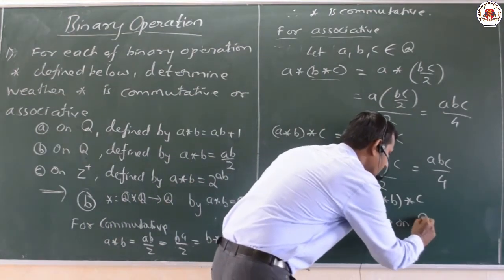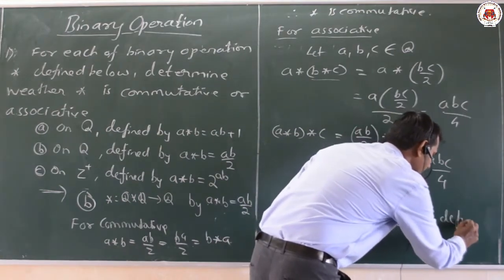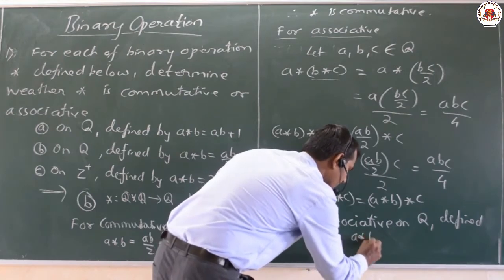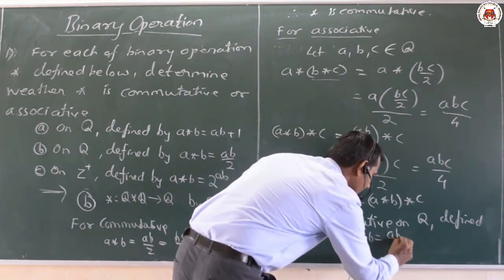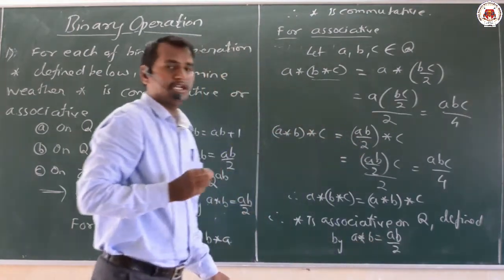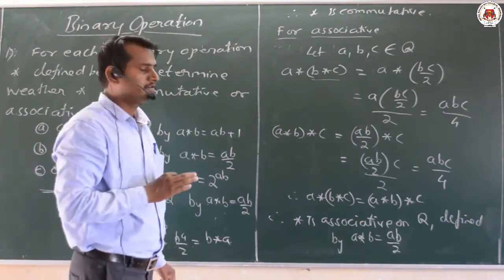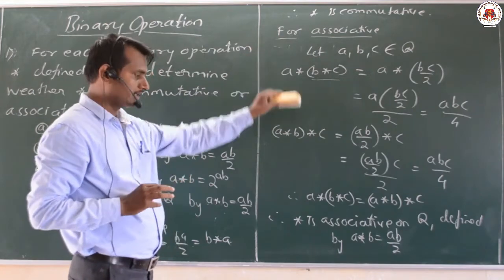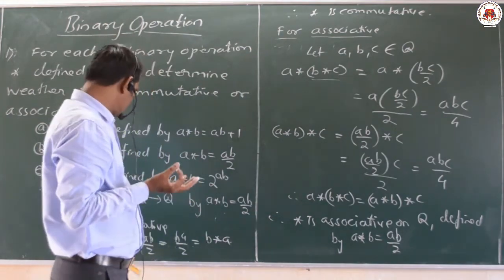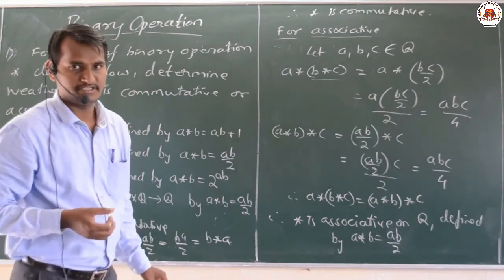associative on Q defined by A star B equal to AB by 2. That is your required result. Sometimes this question was asked in a question paper for 2 marks. Only this particular thing: show that it is associative. If he asks for 3 marks, it means both commutative and associative he will ask.